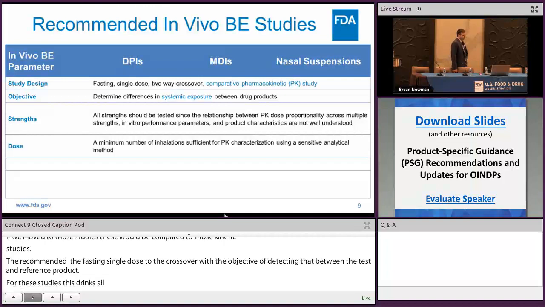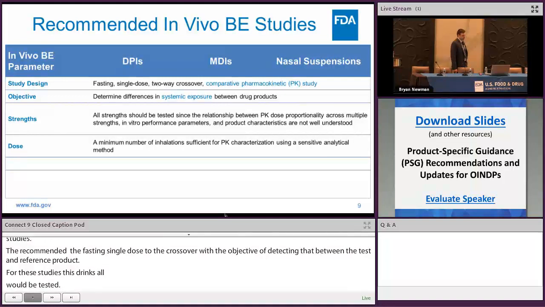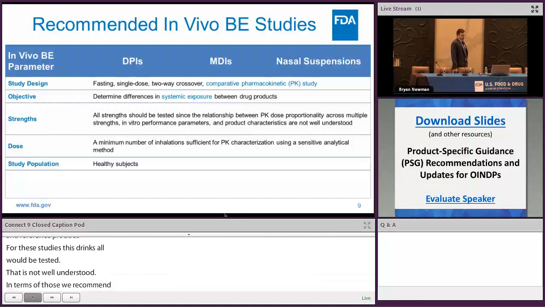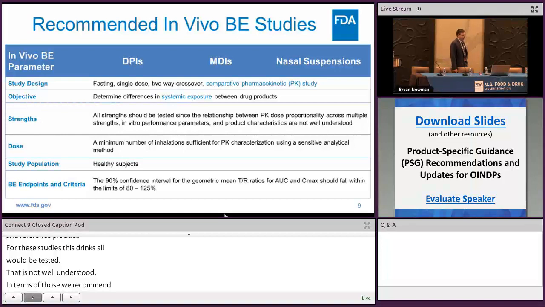In terms of dose, for the DPIs and MDIs, we recommend a minimum number of inhalations sufficient for characterization of PK using a sensitive analytical method. For study population, we recommend healthy subjects, and I include our conventional bioequivalence criteria here for your reference, but I won't go into more detail for these.